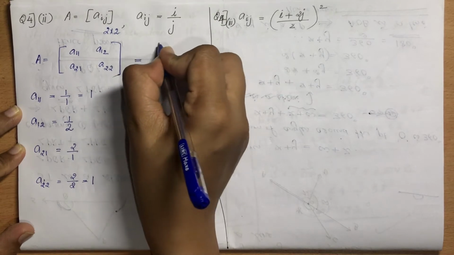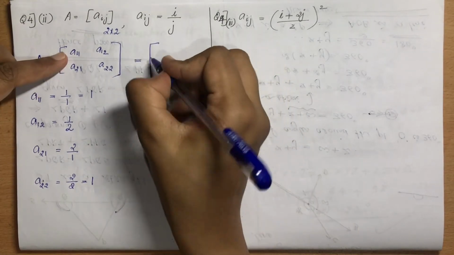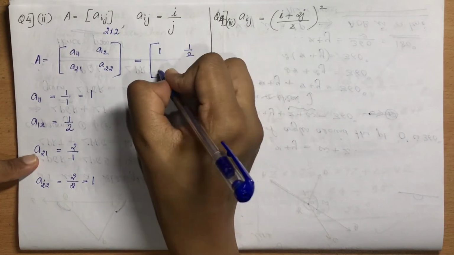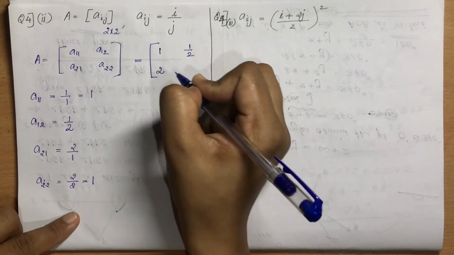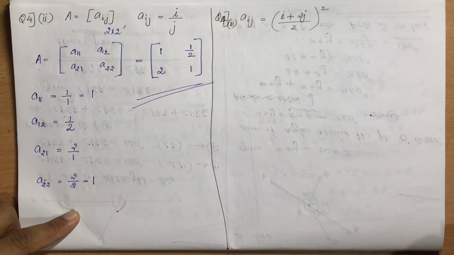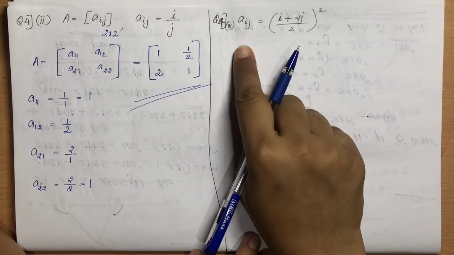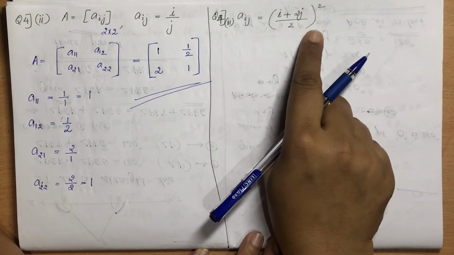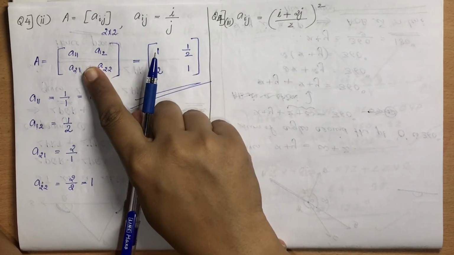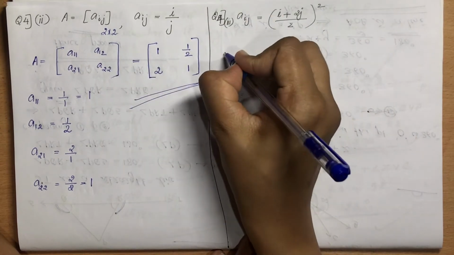Here we can substitute the values. So this matrix A equal to A11 is 1. A12 is 1 by 2. 1, 1 by 2. Next 2 by 1 is 2 and 1. This is a matrix. Next Aij equal to (i plus 2j) by 2 the whole square. So like this is a 2 by 2 matrix, right? So each value we can find out first.